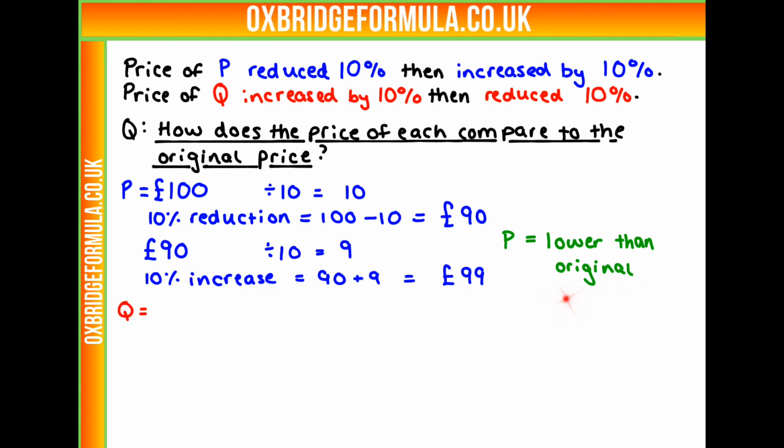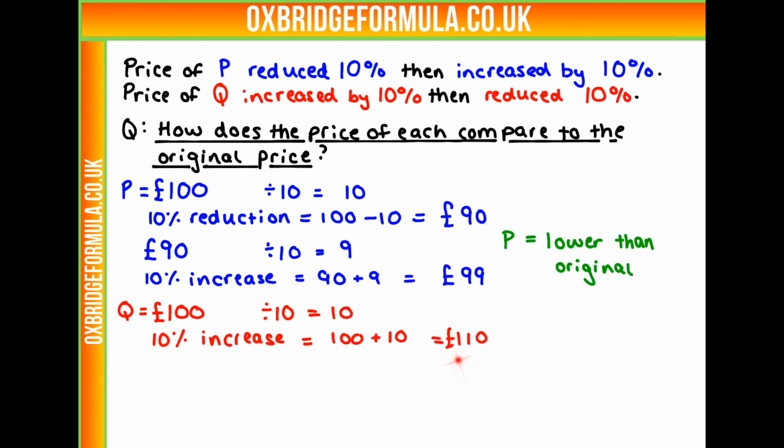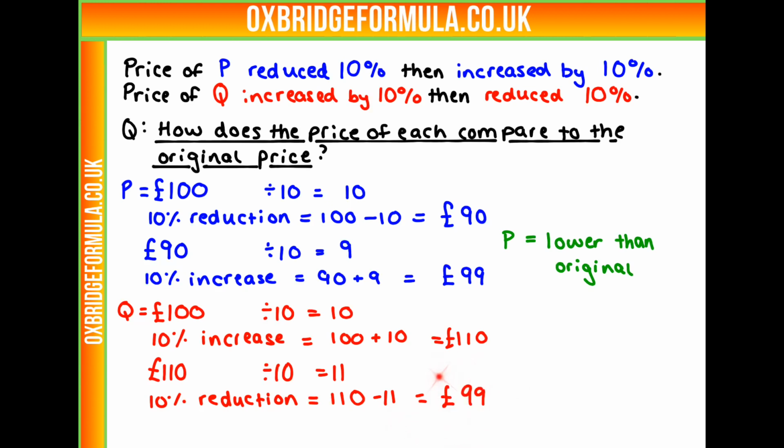If we then repeat this for Q, and again use the same price of 100, it's nice and easy, we know that 10% of that is going to be 10, so our 10% increase is going to be 100 plus 10, or £110. So that's our new value, and now we have to reduce this by 10%. So to do this, again we're going to divide it by 10 to get our 10%, which is £11, and so our 10% reduction is our new value, 110, take away our 11 to get £99.